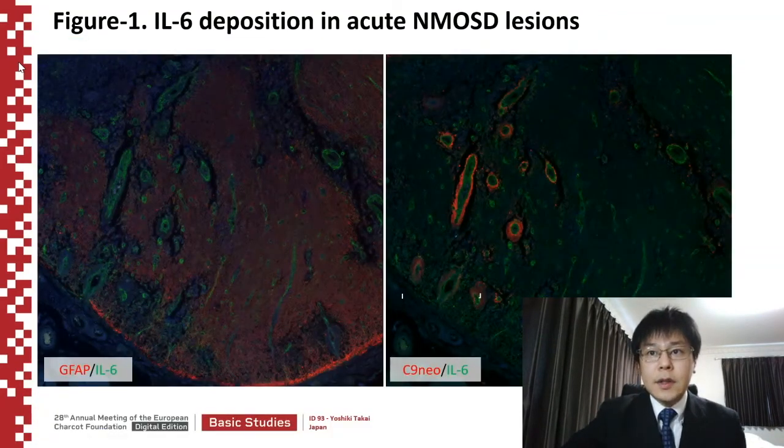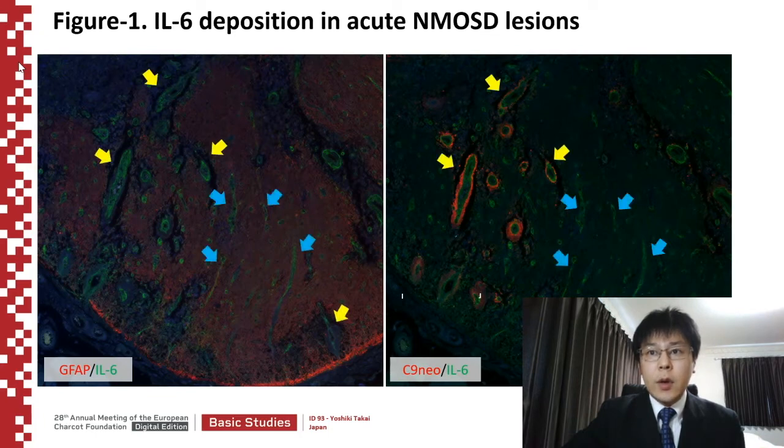This is the fluorescence double staining of IL-6 with GFAP or C9neo. IL-6 staining of perivascular area was found not only in astrocyte destructive regions with complement deposition, but also the area where astrocytes are not impaired.